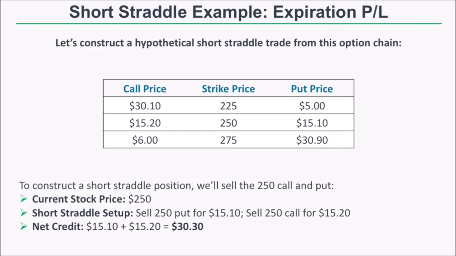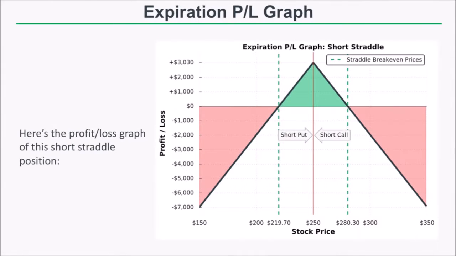Based on this position, let's take a look at the expiration risk profile graph. As we can see, the maximum profit potential of $3,030 occurs if the stock price is right at $250 at expiration. That's because we collected a net credit of $30.30, and in dollar terms that means we collected $3,030 in premium, and if those options both expire worthless, we will keep the $3,030 premium we collected. Of course, that only happens if the stock price is right at $250, which, as we can see, is a very low probability event.